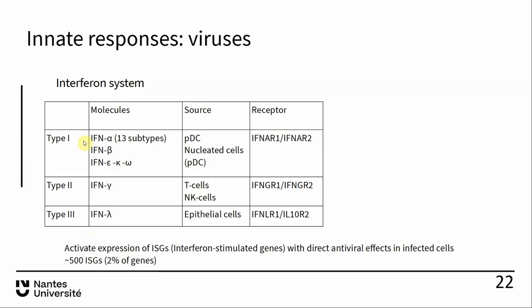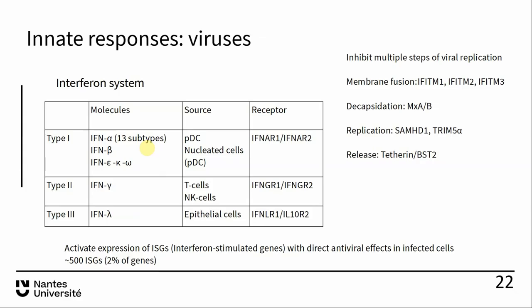Type 1 interferons are more complex. Interferon beta can be produced by all nucleated cells if they are infected by viruses. Interferon alpha and these other weird ones, epsilon, kappa, and omega, are mostly secreted by plasmacytoid dendritic cells. So PDCs are specialists for secreting interferon alpha. What these 3 types of interferons have in common is that after the receptors bind interferon, the signaling pathway will lead to the expression of interferon stimulated genes, ISGs. And there are about 500 ISGs, so 2% of all of our genes, and they have direct antiviral effects on different steps of the virus replication cycle.